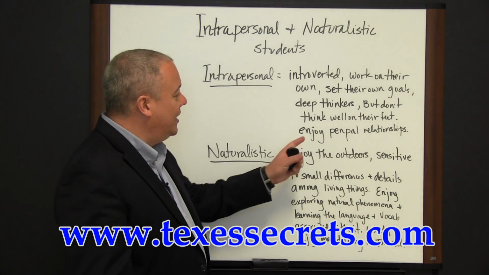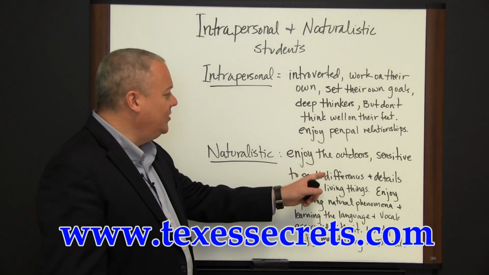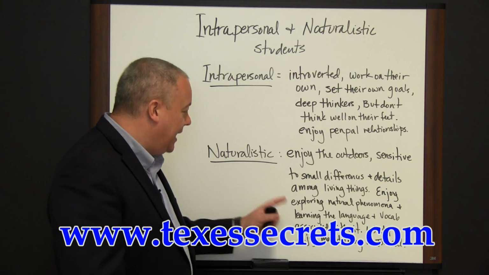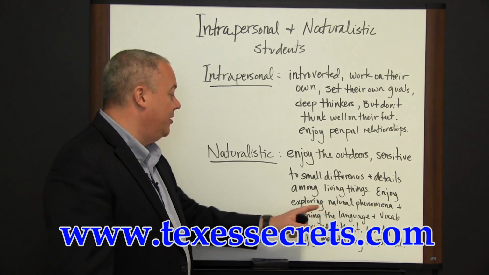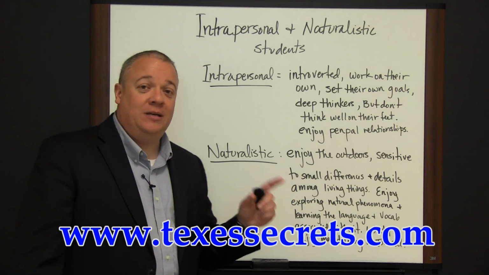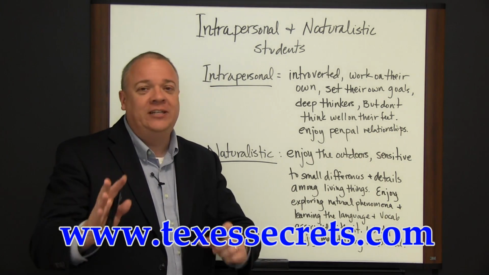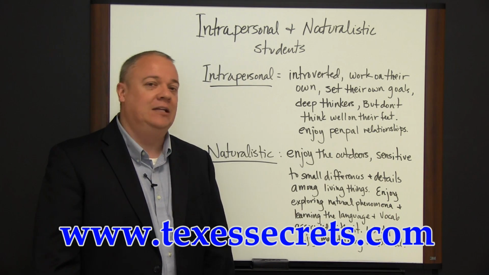So naturalistic students, they like being outside. They're sensitive to small differences and details among living things. They enjoy exploring natural phenomena. They like learning about the language and vocabulary associated with it. They would enjoy maintaining a journal where they can basically write to their heart's content about all these things that they're seeing and experiencing and learning.